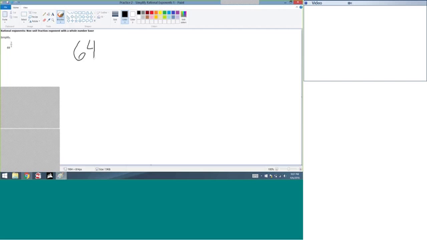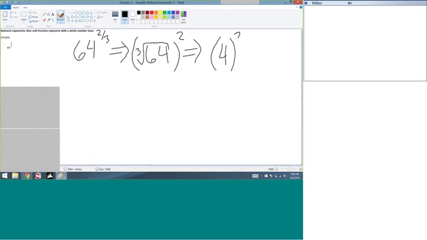So we have 64 to the 2/3. We know the base doesn't change, still a 64. The power is 2, and that 3 in the denominator means we have the cube root. If we take the cube root first of 64, we're going to end up with a number times itself 3 times to give you 64. It's going to end up being a 4. We still have to raise it to the 2nd power, so we get a 16.